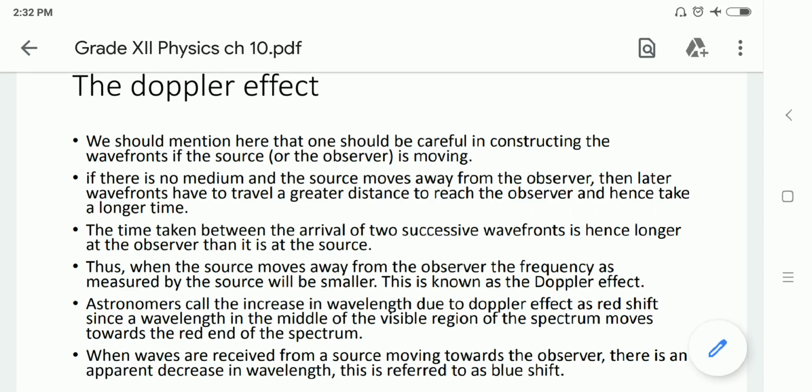Astronomers call that increase in wavelength due to the Doppler effect a red shift, as the wavelength in the middle of the visible region of the spectrum moves towards the red end of the spectrum. And when waves are received from a source moving towards the observer, the decrease in the wavelength generated is known as blue shift.